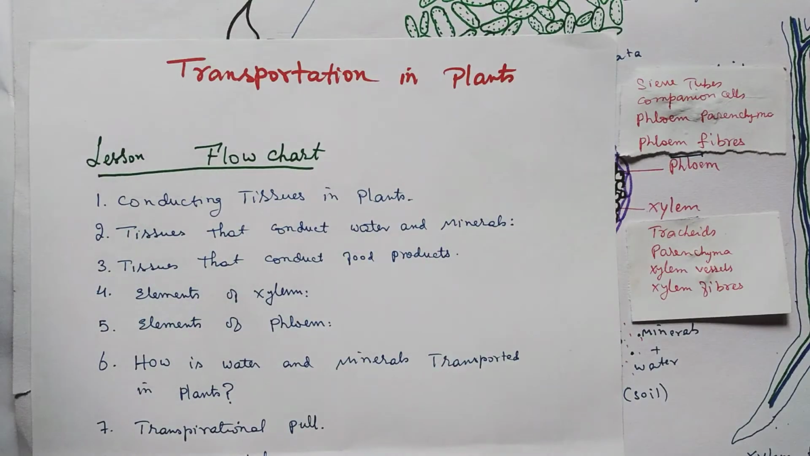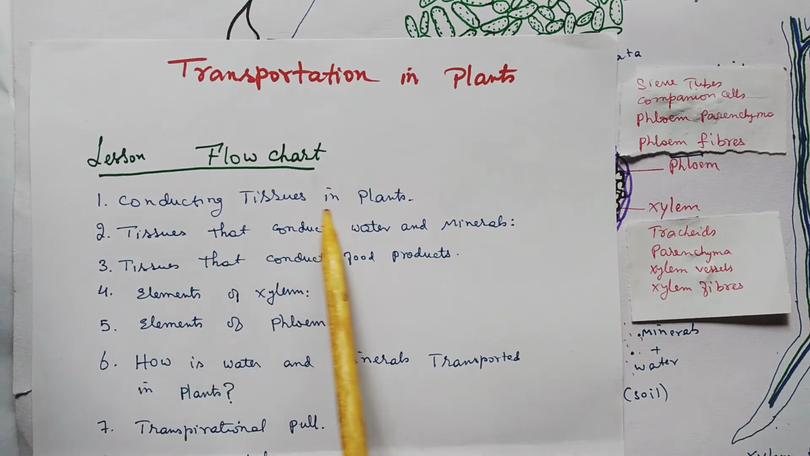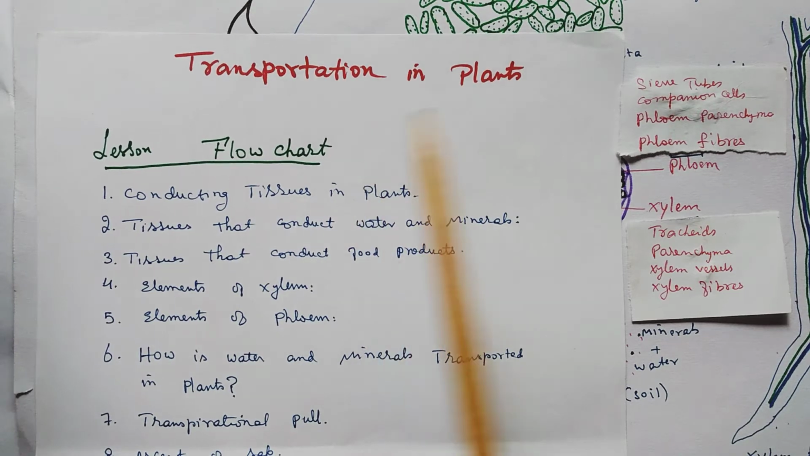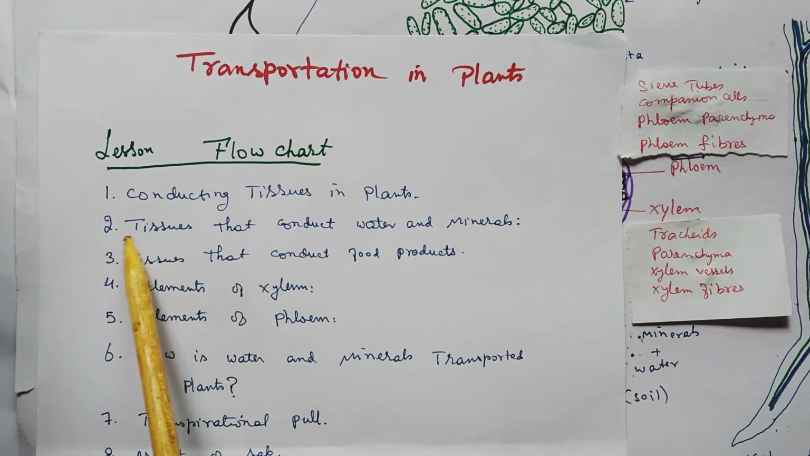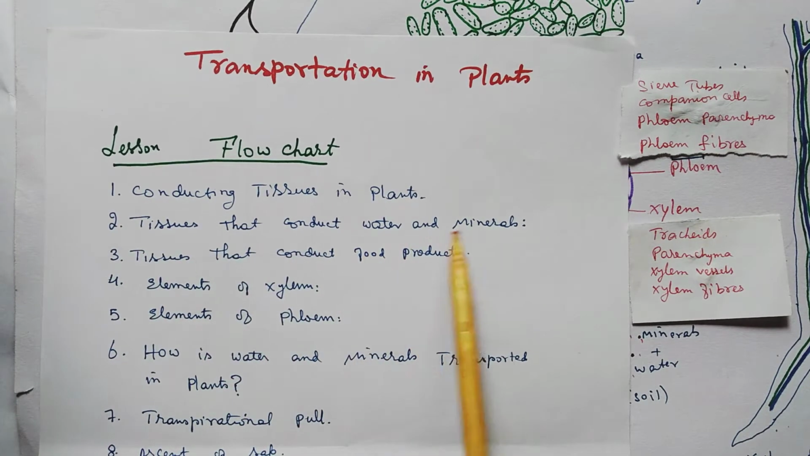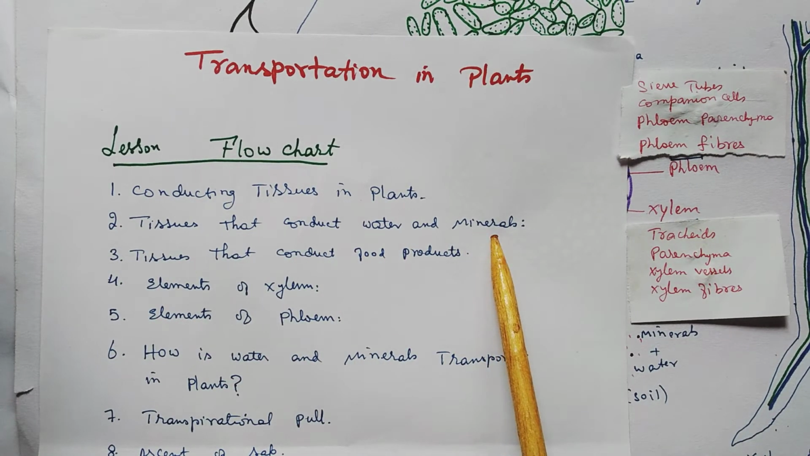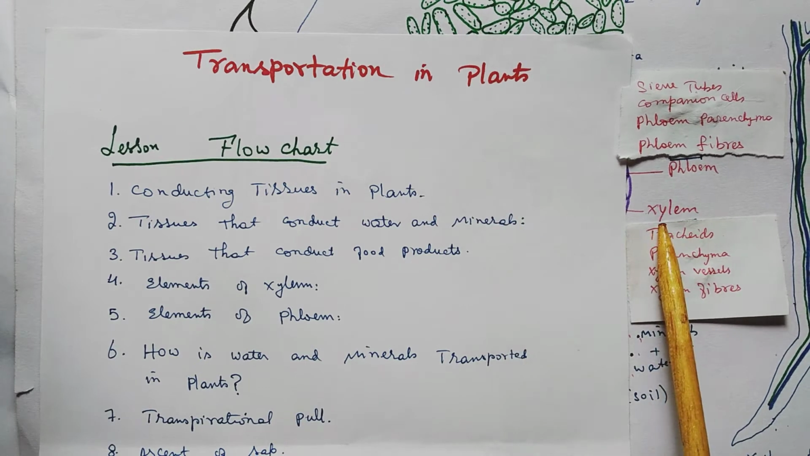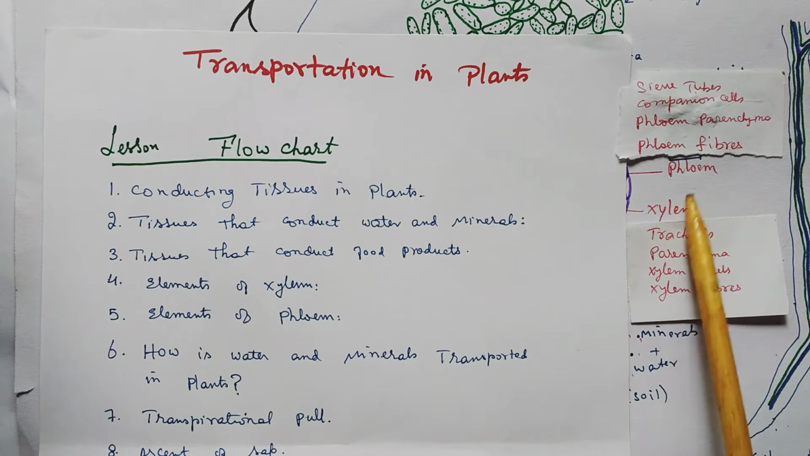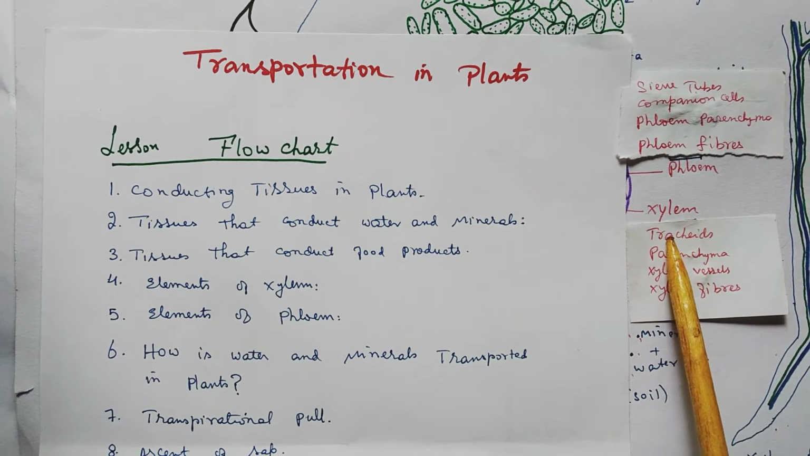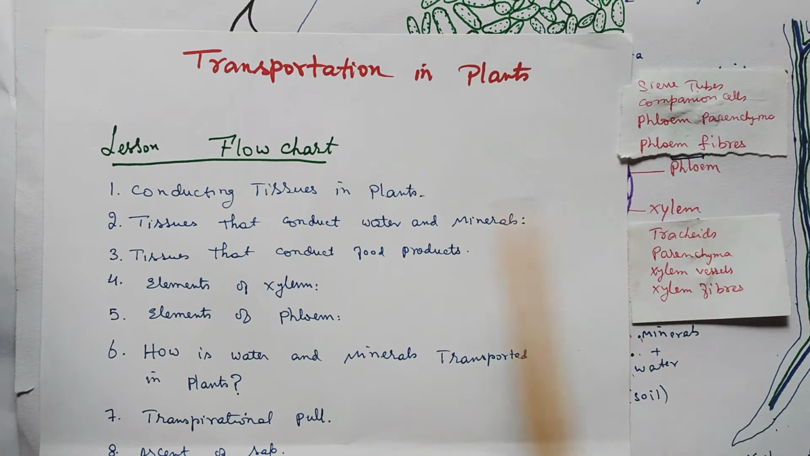To understand the topic properly, now we will follow this flowchart and answer briefly. Point number 1, what are the conducting tissues in plants? The conducting tissues in plants are the phloem and the xylem. And number 2, tissues that conduct water and minerals. Conducting water and minerals is done by xylem tissues, or the xylem vascular system, which includes these 4 types of cells.